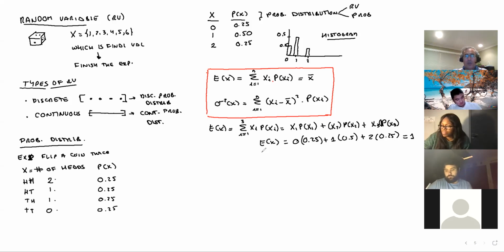The dispersion is how dispersed the data is. The larger the dispersion, the more risky the profile becomes. Now, can you please compute the variance? Use this formula.